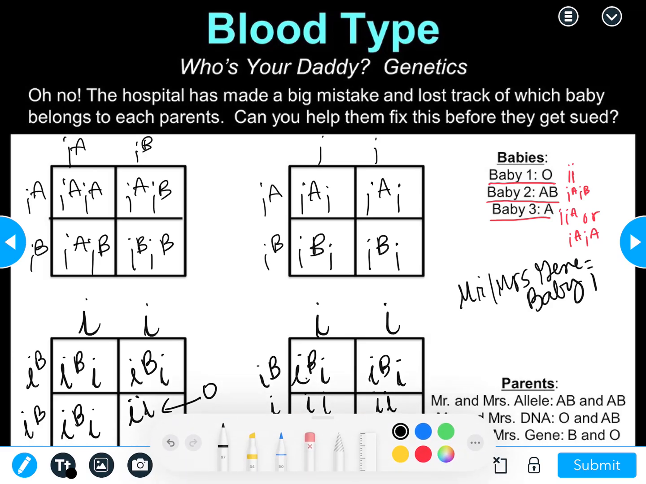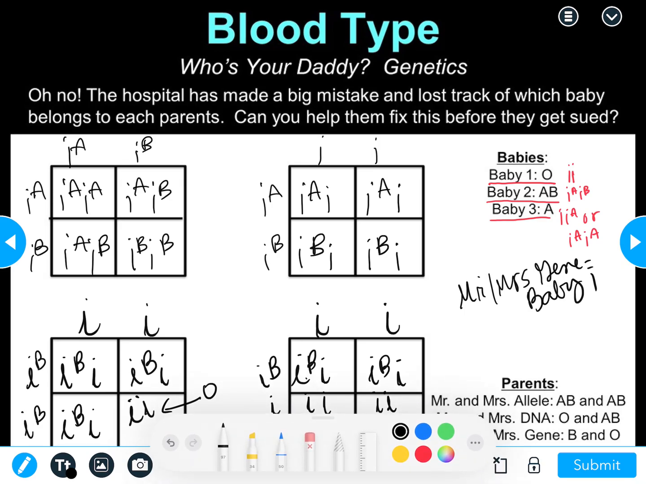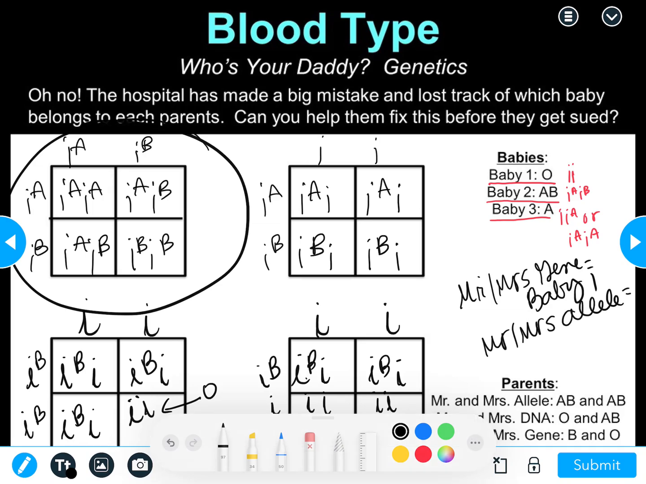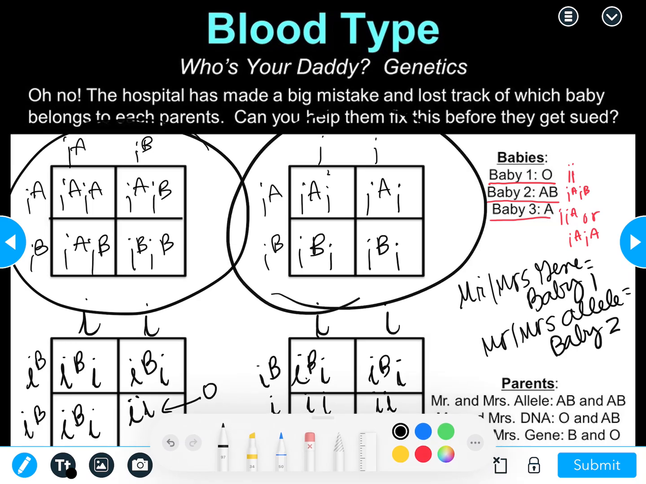Alright, who has AB blood? Right. So we only have that situation here. So that was crossing Mr. and Miss Allele. They have to have baby 2. And then which one has baby 3? That would be Mr. and Miss DNA, because here's your A type blood here. So Mr. and Miss DNA would equal 3.